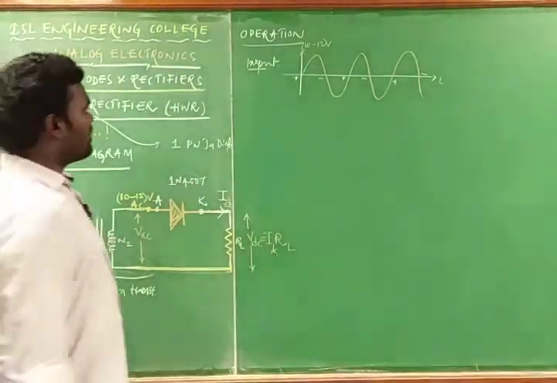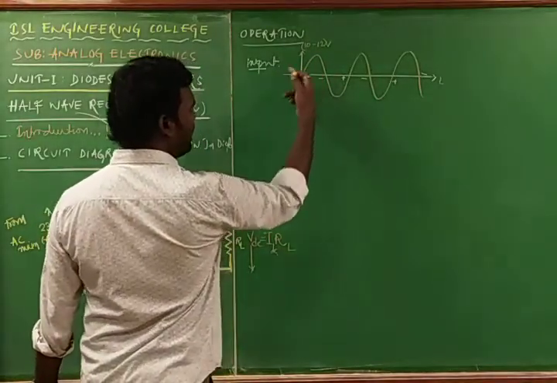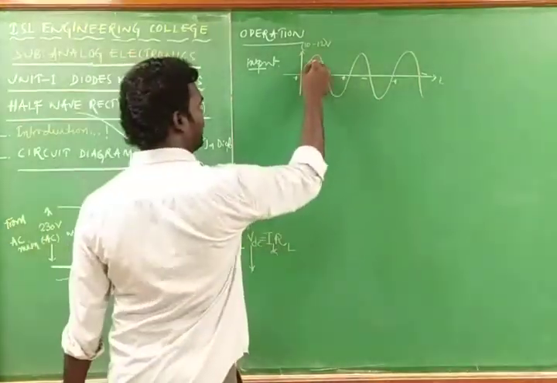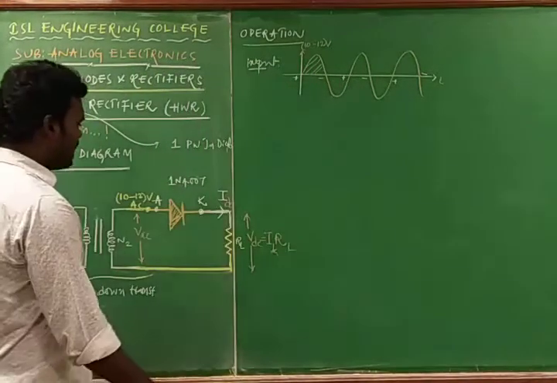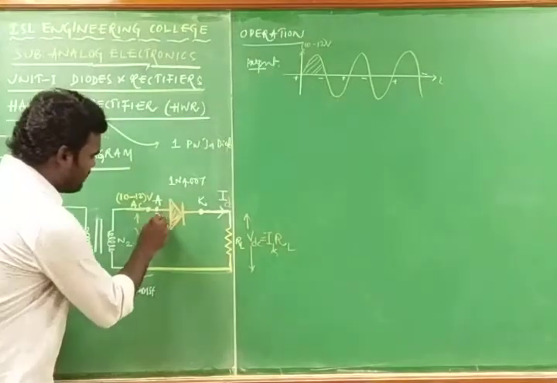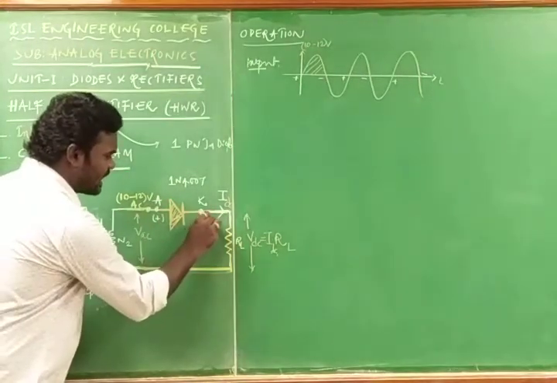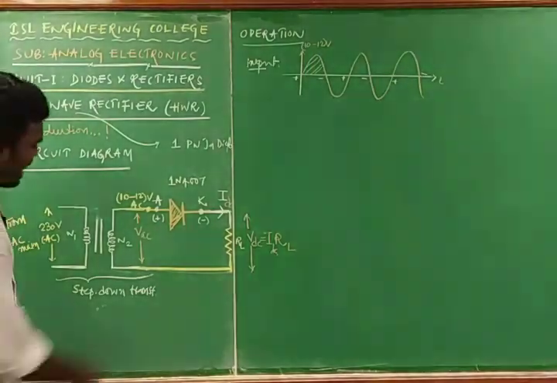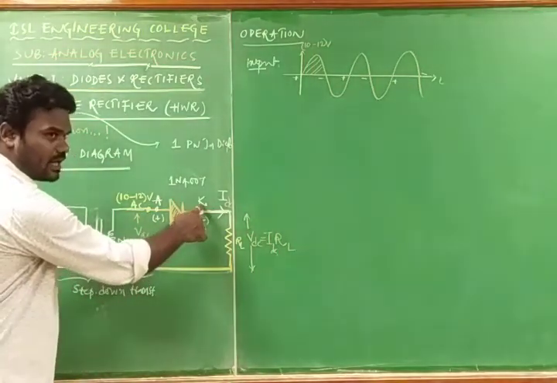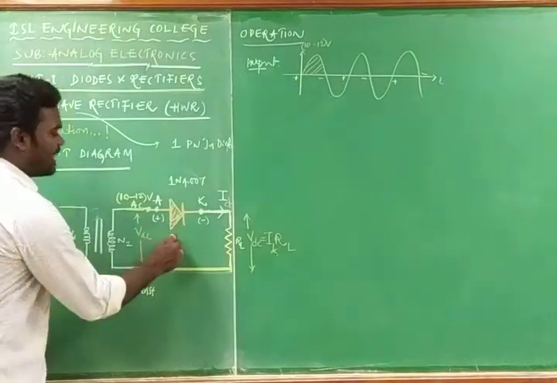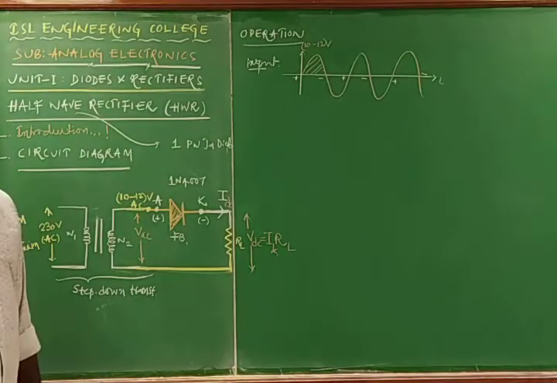Now, during the positive half cycle, this is the input of the diode. During the positive half cycle, what are the polarities? Plus and minus, so that A will get the positive. That means the anode gets the positive, whereas the cathode gets the negative. When the anode is connected with the positive, and the cathode is connected to the negative terminal of the power supply, then the diode will be in the forward bias.